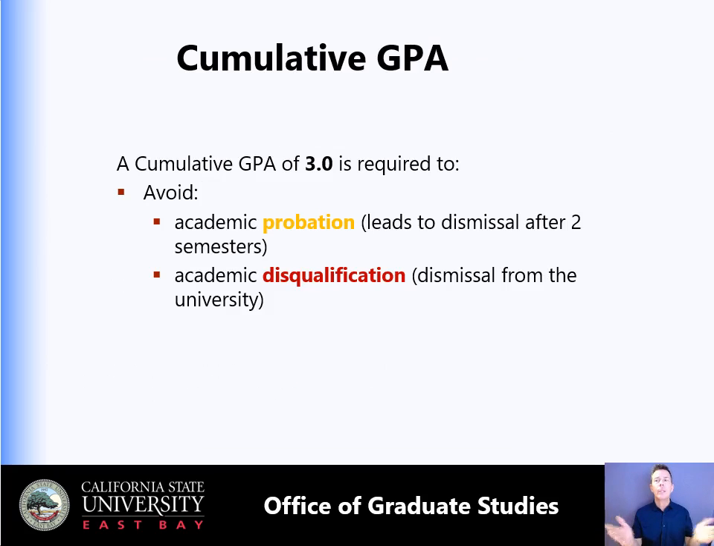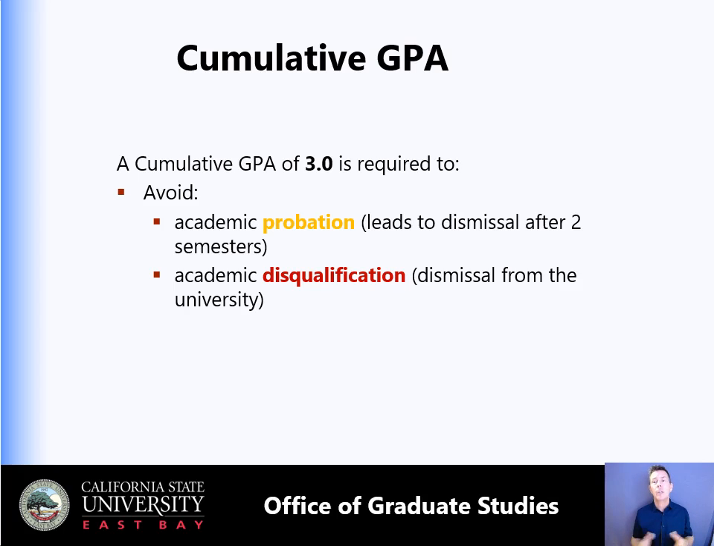All right, why is your cumulative GPA important? It is used by the university to make 2 decisions. If you are struggling and you're not able to maintain a cumulative GPA of 3.0, the first semester that your cumulative GPA drops below 3.0, you will be placed on academic probation. In this case, we're kind of watching over you, and your graduate coordinator should be talking to you, giving you strategies on how to improve your GPA so that you can be successful in the program.